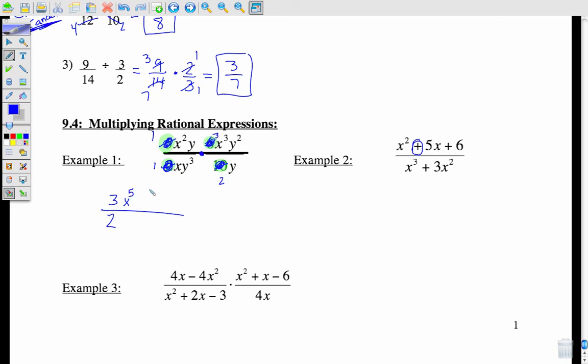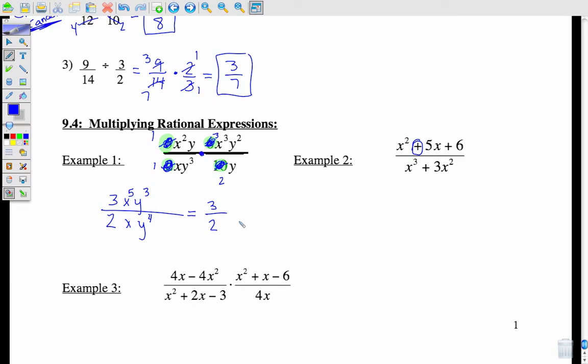I'm going to go straight across here and see how many x's and y's I have. So I have x squared times x cubed, that's x to the 5th. I've got y times y squared, that's y cubed. On the bottom, I have 1 x left, and I have y cubed times y, which is y to the 4th.